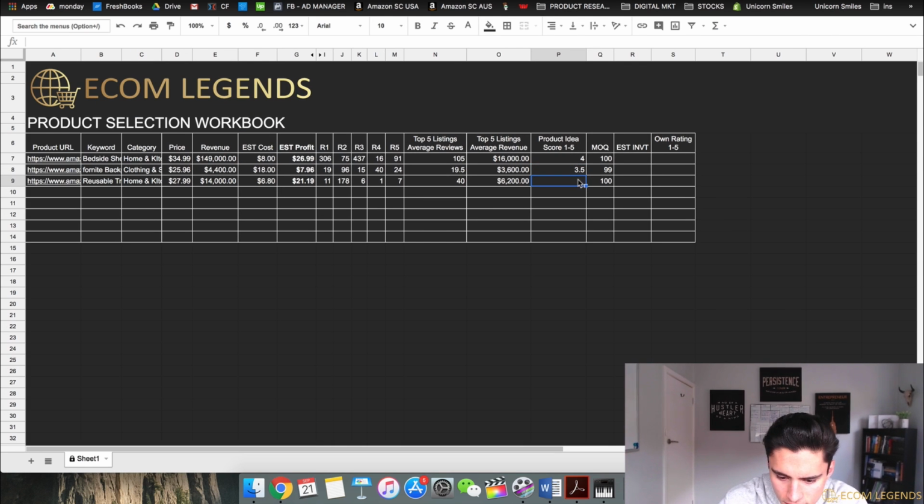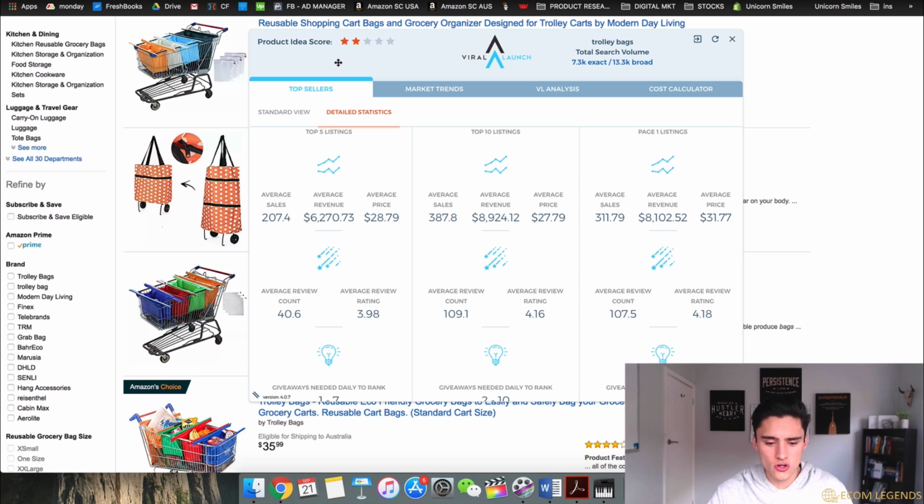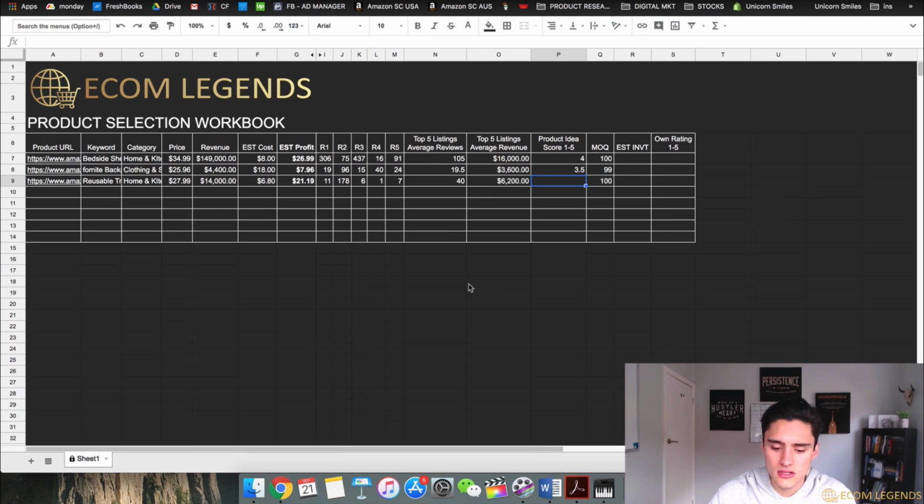So I'm just going to give it a 3.5. And the reusable trolley bags, it's got only a 2. Now, this is another one that has changed a lot, because in last week's lesson, this one had like a 4. I don't know, you'd have to go to the lesson and have a look because I don't remember well, but I remember that it definitely had a higher product ID score, guys. We found, I'm pretty sure, the bedside shelf was like a 5 and the Fortnite backpack was like a 5 as well. You know what I mean? They've gone down, but still like a 4, that's amazing.